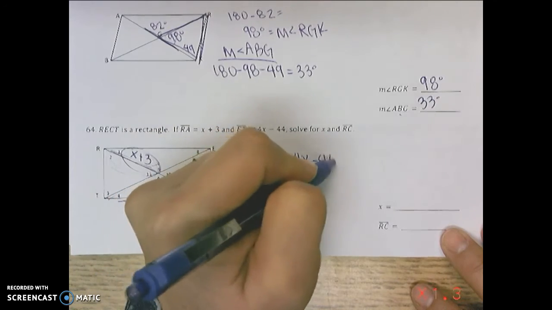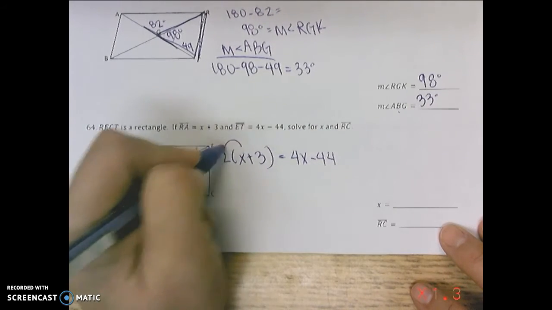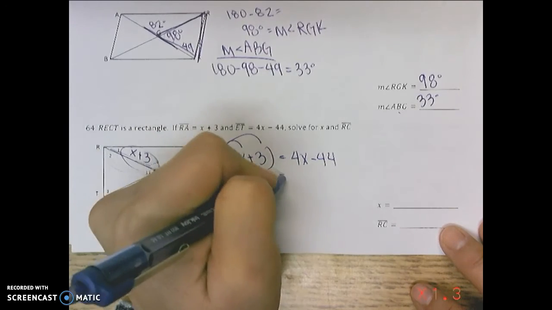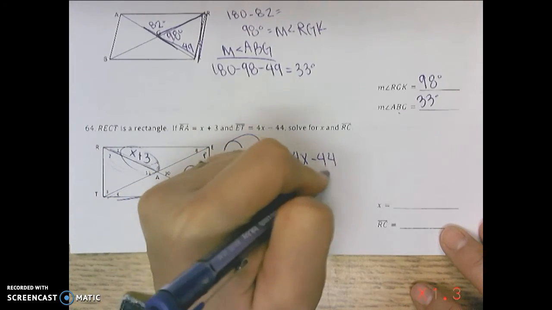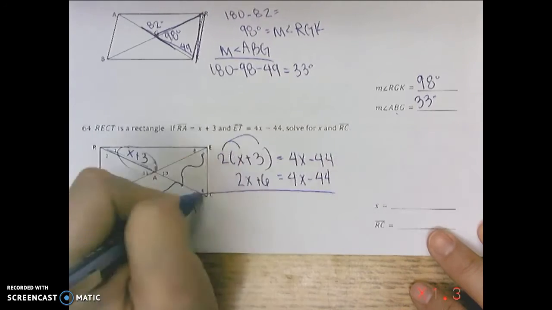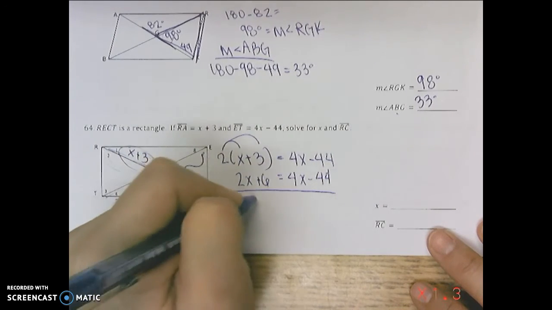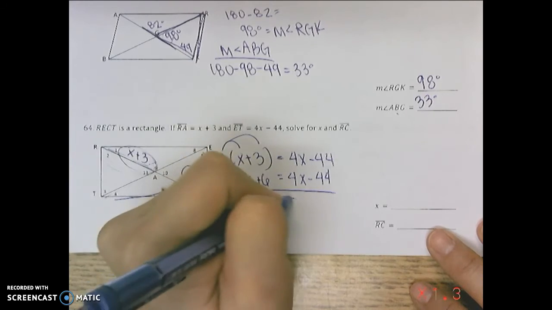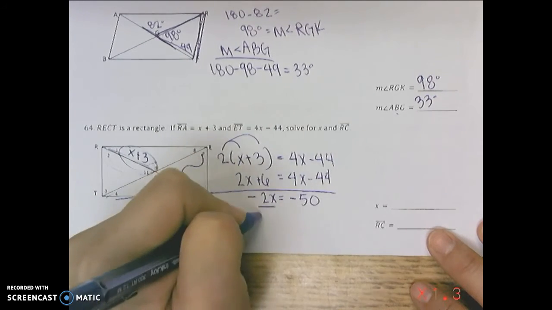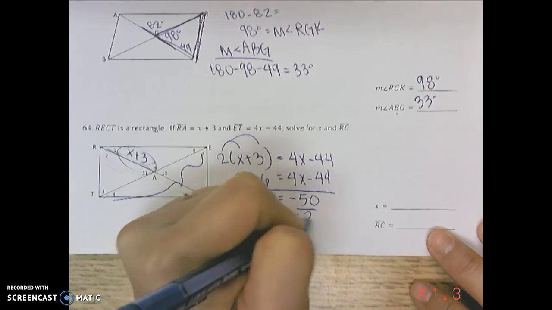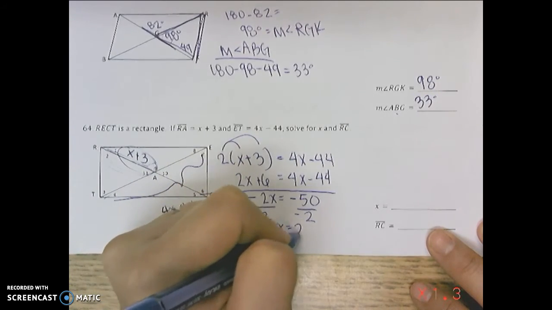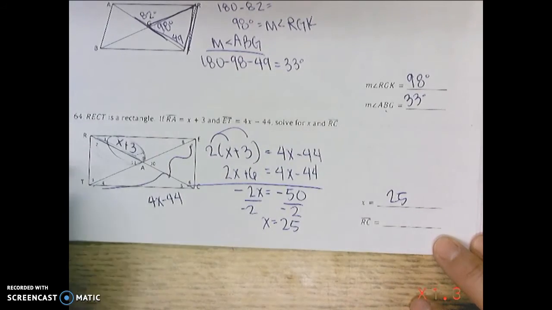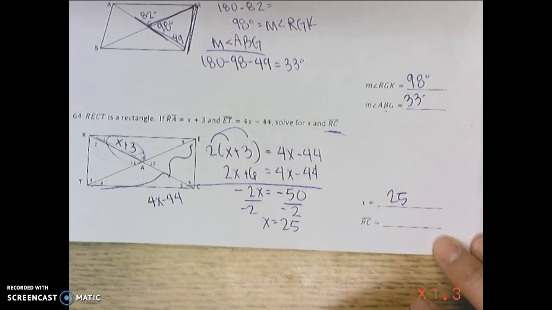minus 44. All right, I have to distribute, so I end up with 2x plus 6 equals 4x minus 44. I want to start combining like terms. I'll end up with a negative 2x equals a negative 50. Divide by negative 2, divide by negative 2, x equals 25. So 25 for x. The next question was solve for RC.